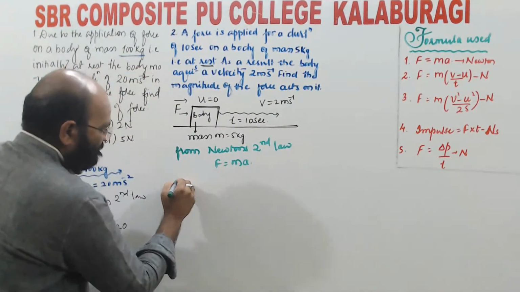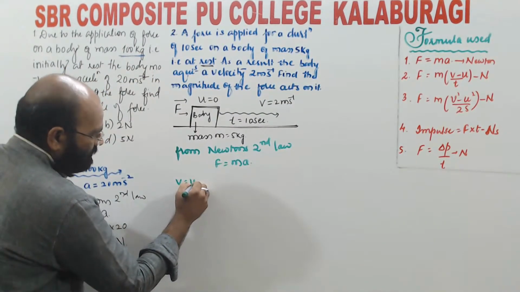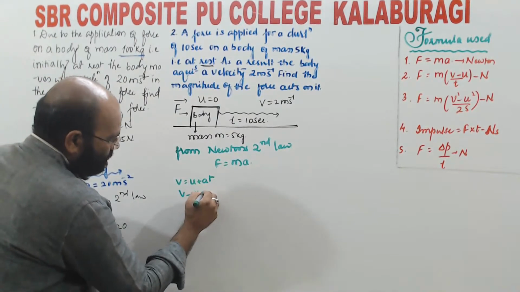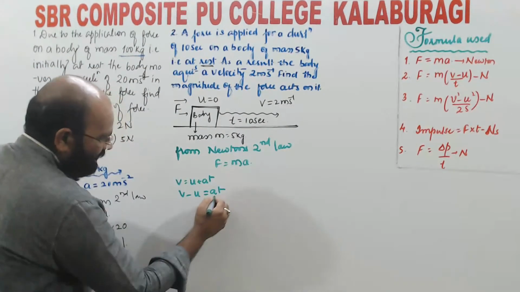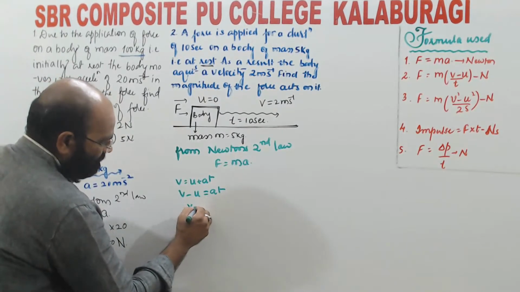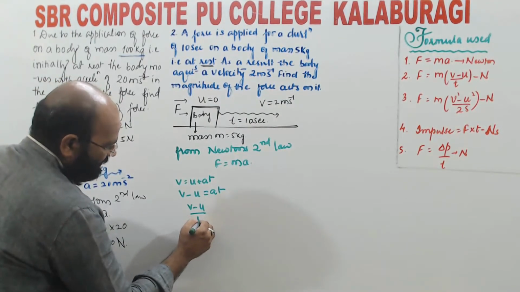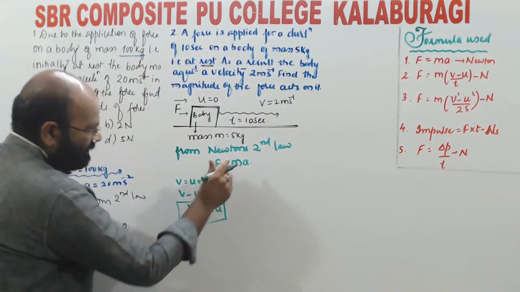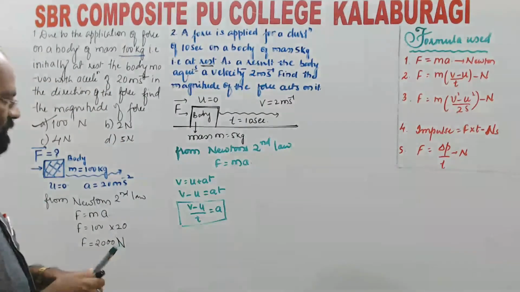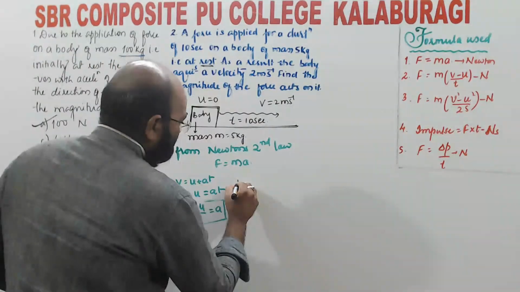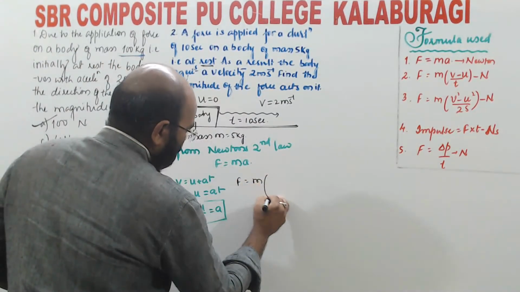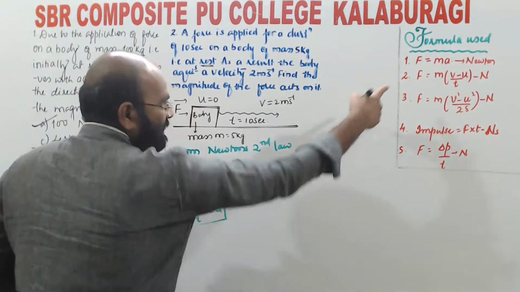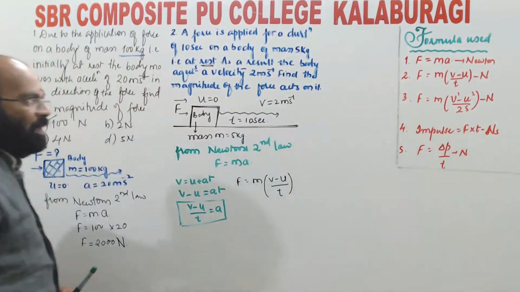But we know that v equals u plus a into t. Then v minus u equals a into t. Then we need acceleration: (v minus u) divided by t equals a. Applying this equation in the above condition, we get force equals mass into (v minus u) divided by t. That is equation number 2.